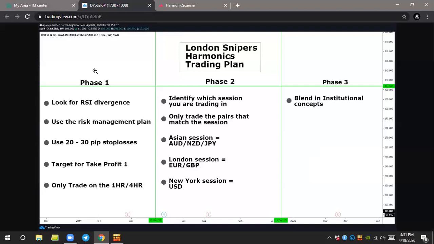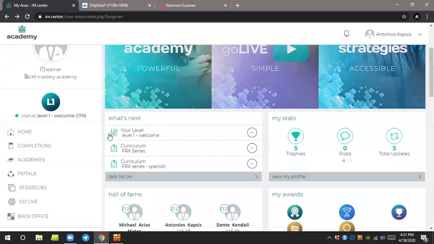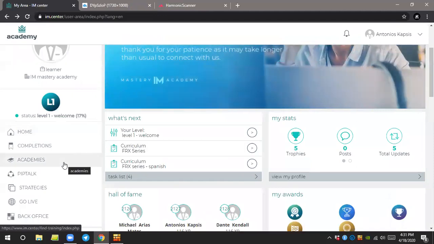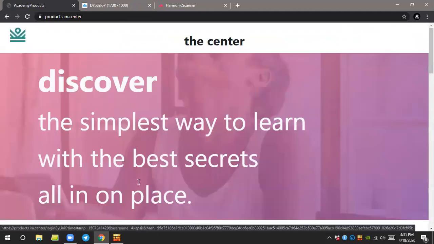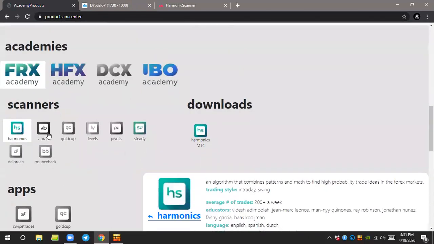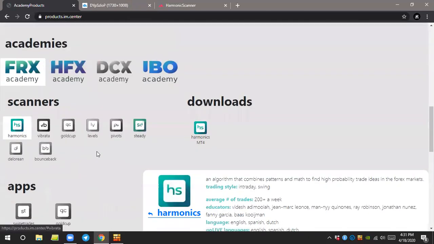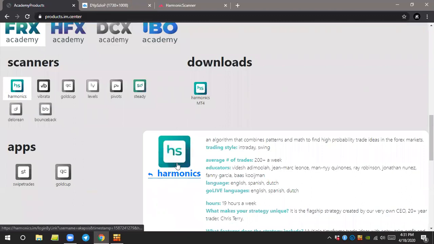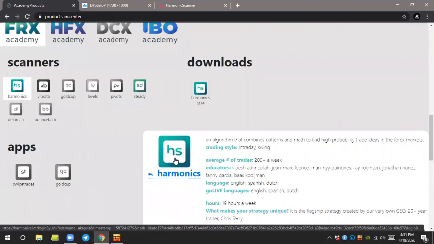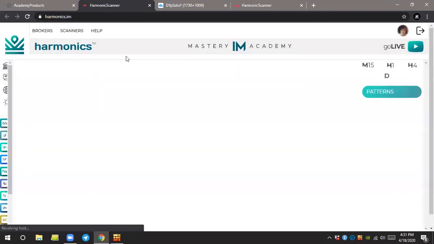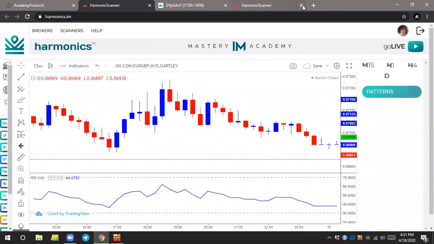Let's see how we log into our harmonics. Once you log into your academy, you're going to go to the left side, go to strategies, scroll down, and click harmonic scanner. Once you click harmonic scanner, you can click right here on this big blue button, and it should open up your harmonic scanner.